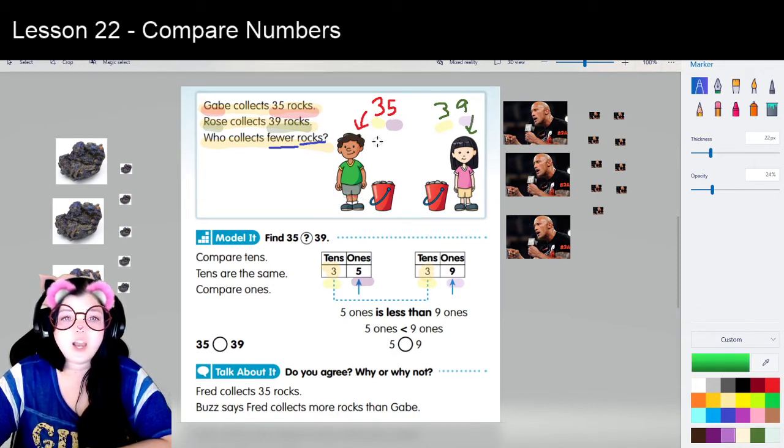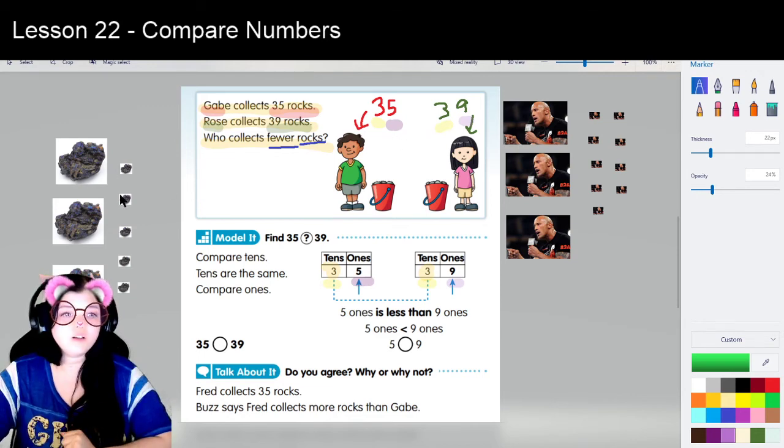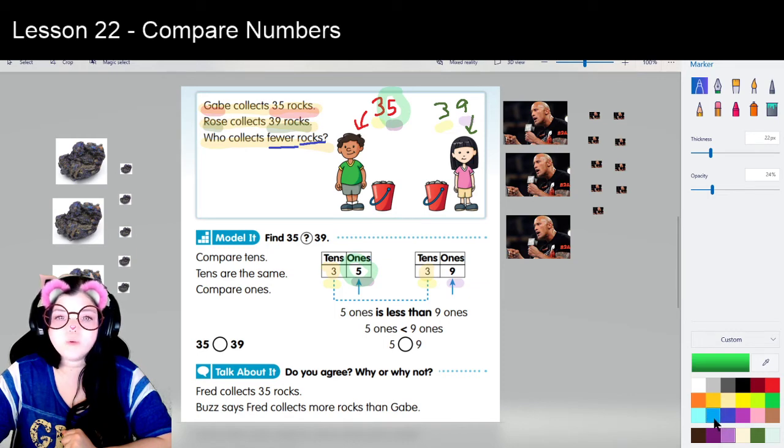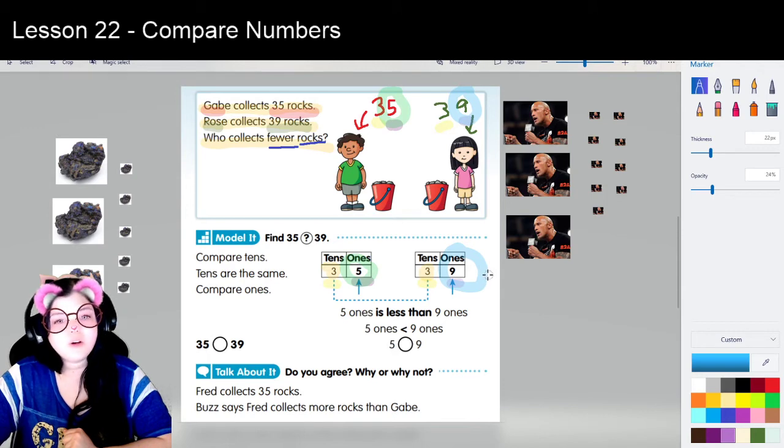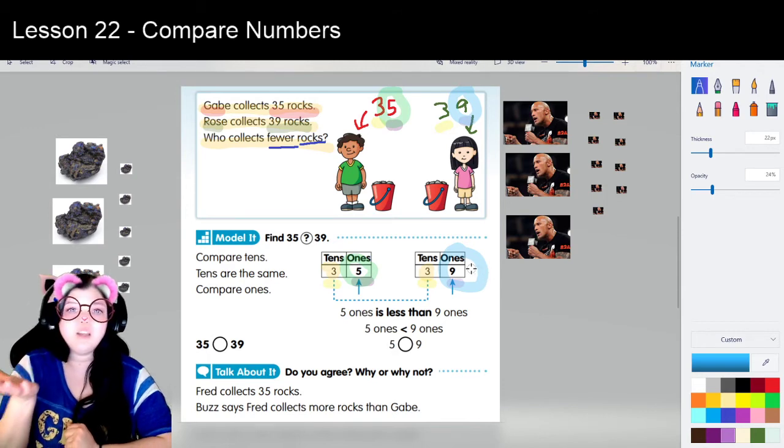35 has how many ones? 5. 1, 2, 3, 4, 5. 5 ones. And 39 has how many ones? 9 ones. If you look over here at Rose's collection of rocks, you can see 9 ones. You have your 5 group, and 5 plus 4 is 9. So 5, 6, 7, 8, 9. 9 ones. So which number is bigger, 9 or 5?